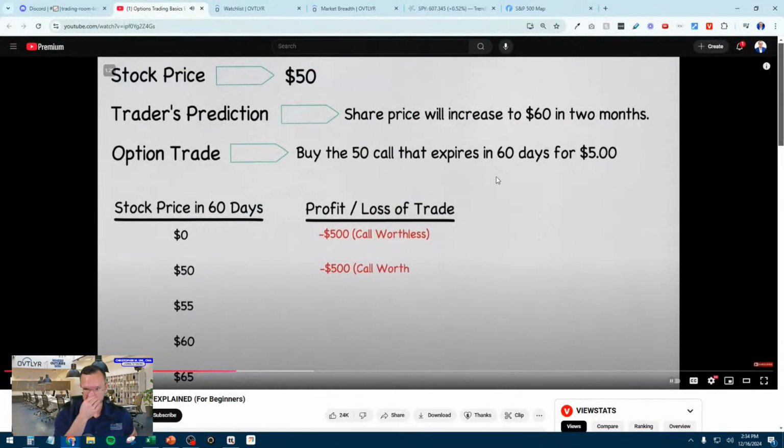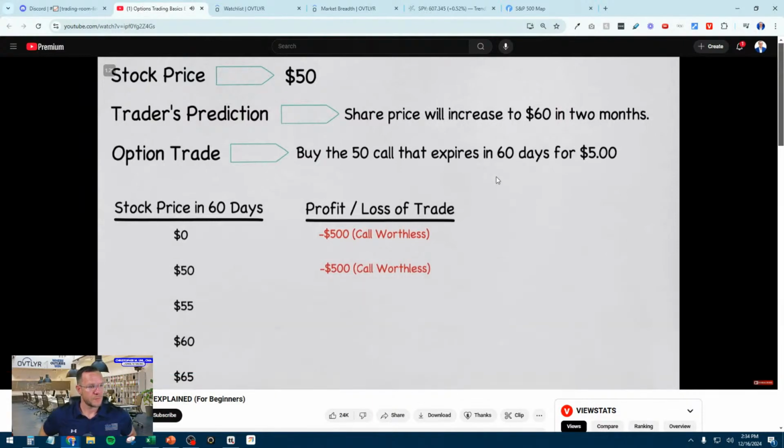Now let's say the stock didn't move at all, and it was still at $50 in 60 days. In that case, we would still lose $500 because at $50 per share, that 50 call option does not have any value because the stock price is not above that call's strike price. So again, we would lose $500 if the stock price did not move over that 60-day period. Now, if the stock price increased to $55 and was at $55 at the time of that call's expiration, then we would not have a profit or loss on the trade because the call option would be worth $5.